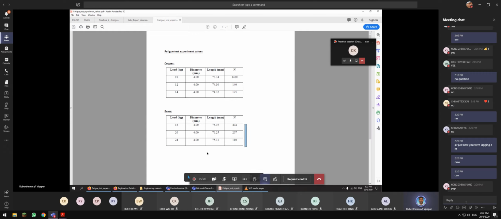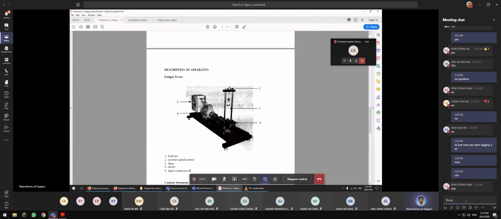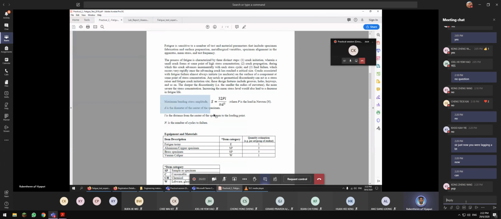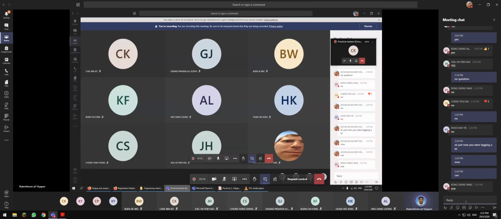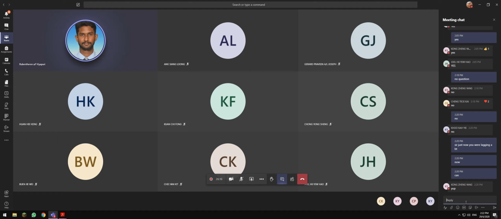So I want you to write a report on the relationship of load and rotation based on the questions posed on your lab sheet. Find the maximum bending stress amplitude, based on the lab sheet.